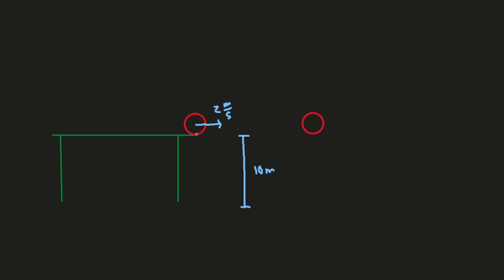And remember, we're talking about the moment this ball leaves the table, that's when this ball is dropped. So when they're both dropped, they both land at the same time because they have the same acceleration. Even if this object was bigger than the other one, as long as they start at the same height, they both take the same amount of time to reach the ground.